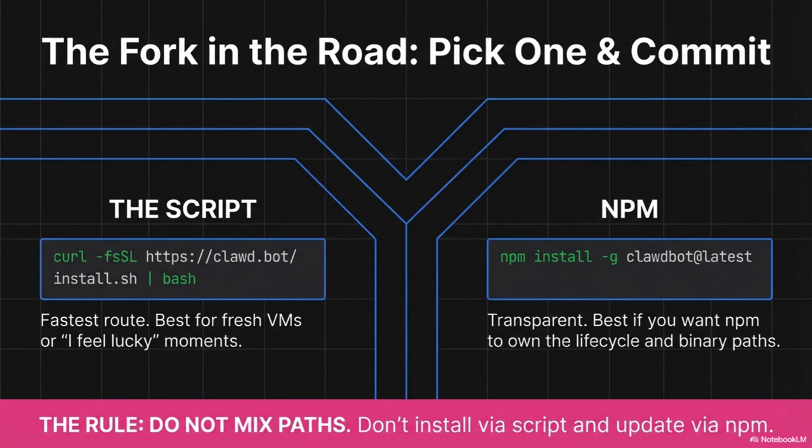Okay, let's assume our machine is ready. We move to the installation and we immediately hit a fork in the road. There are two official paths. We do have a choice here. Option A is the installer script. You know the type, curl pipe to bash? The "I feel lucky" button? Pretty much. Yeah. The guide describes this as the fastest route. It's best if you're spinning up a fresh Ubuntu virtual machine and you just want a working CLI right now.